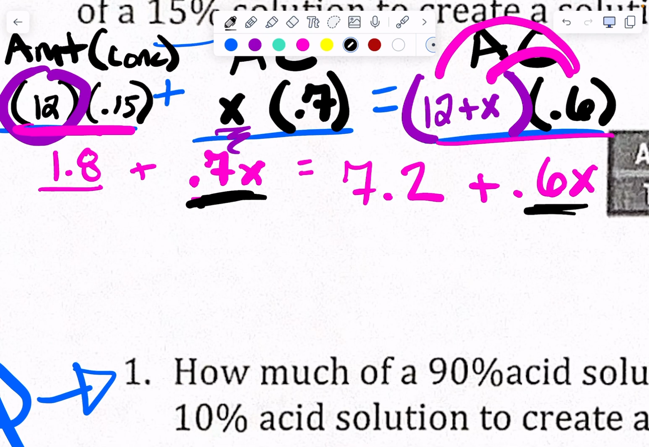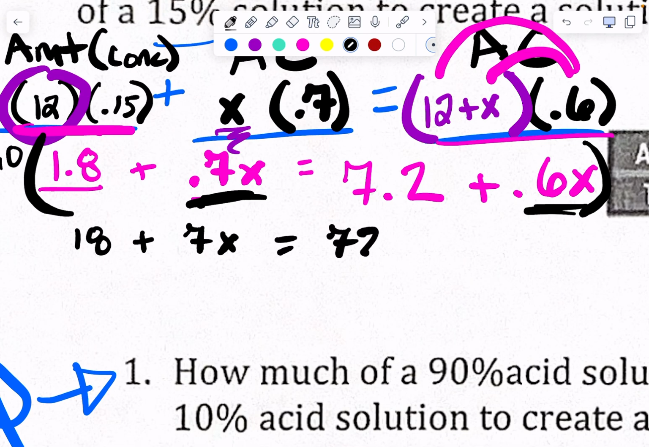Who hates decimals? Me. We would rather have whole numbers, right? Each one of these has one decimal place. Did you know that you can multiply the whole thing all the way through by 10 and get 18 plus 7x equals 72 plus 6x? Did you know you could do that? Because you're moving the decimal on each one place. Okay, so now this is just an algebra problem.